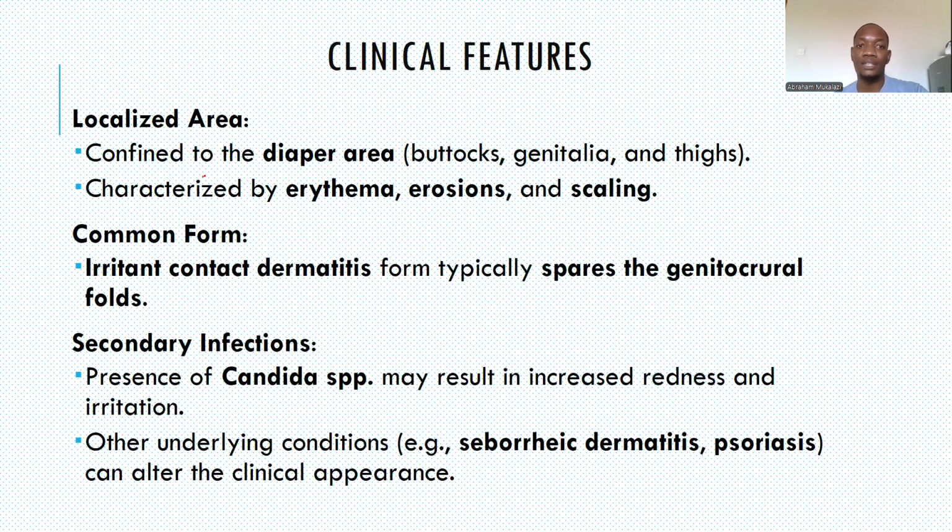So oftentimes it is localized to the diaper area that includes the buttocks, the genitalia, and the upper thighs. Characteristically, you get erythema, erosion, and even scaling. Sometimes one even gets weeping lesions.